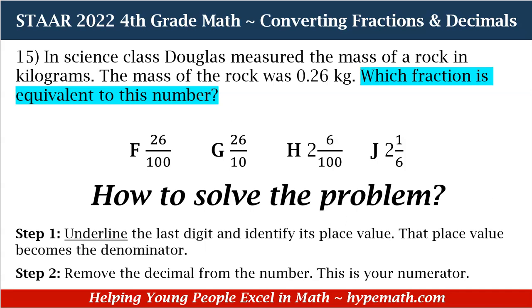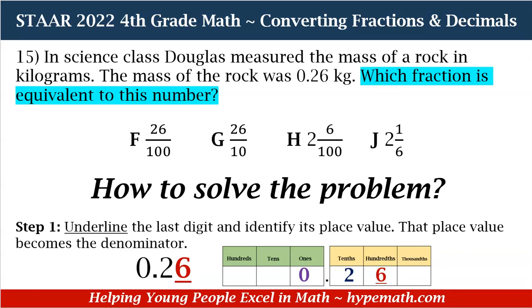Step 1, we're going to underline the last digit and identify its place value. That place value becomes the denominator. And then step 2, we're going to remove the decimal from the number. That is going to be the numerator. So let's go through each step.